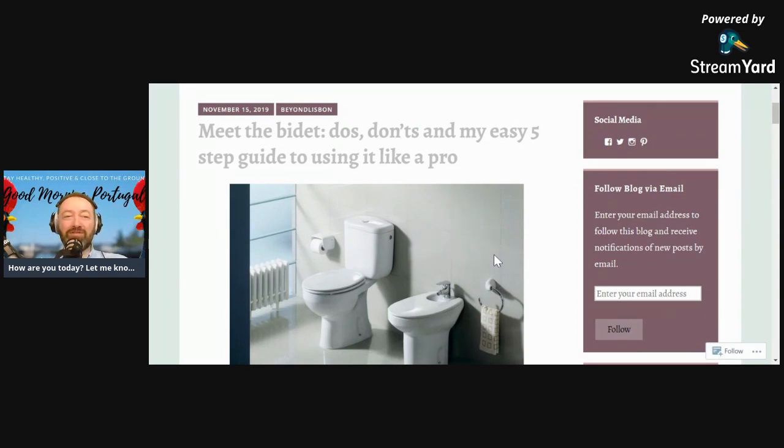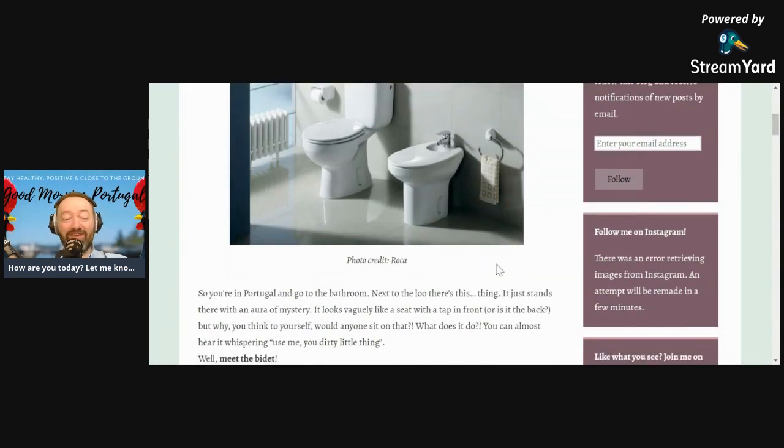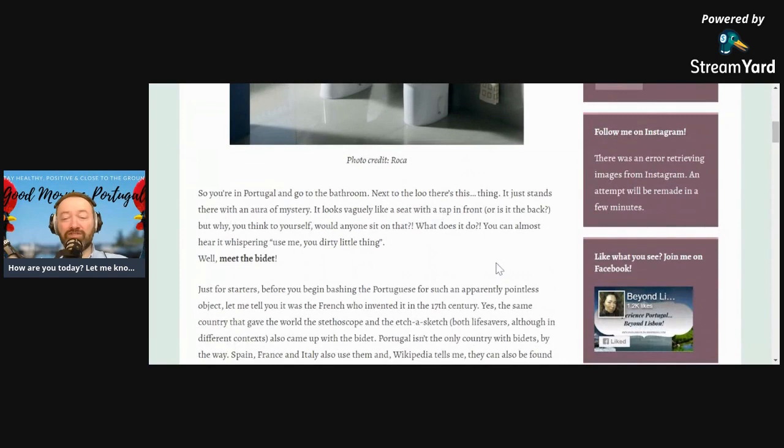But look here, Katia Lima, Beyond Lisbon is the name of the blog, and she provides me with some cracking content for this show, which I love to read through. On Saturday morning, I was going through her guide to Portuguese music, which is really great. I urge you to have a look at that. And I will do a radio show, actually, and play some of those tunes, because it was fantastic what she was talking about. But here she's talking about Meet the Bidet, Do's, Don'ts, and My Easy Five-Step Guide to Using It Like a Pro. Forgive me if you're having your breakfast right now, or even your lunch right now if you're having an early lunch. But I'm going to go into this.